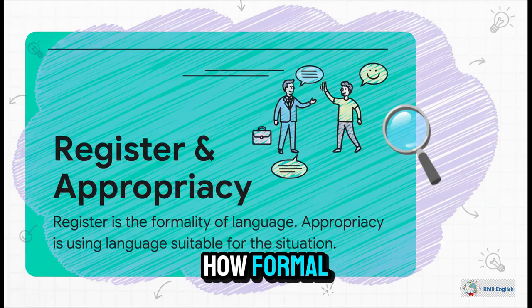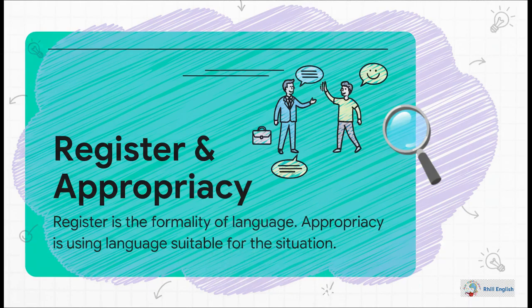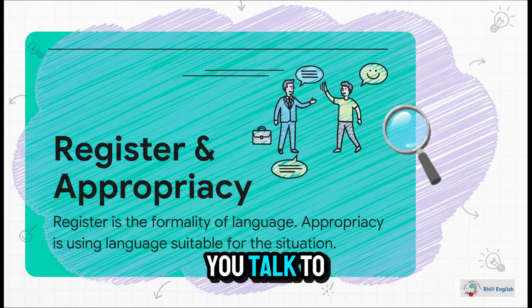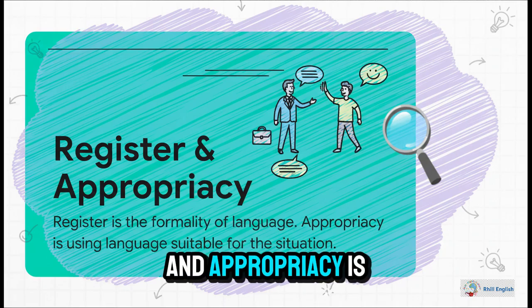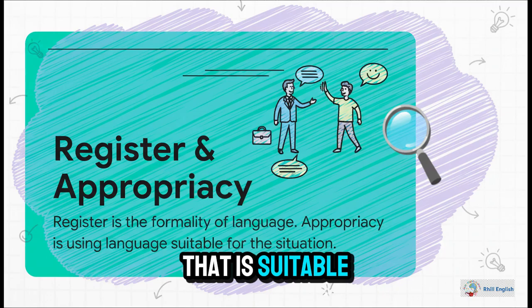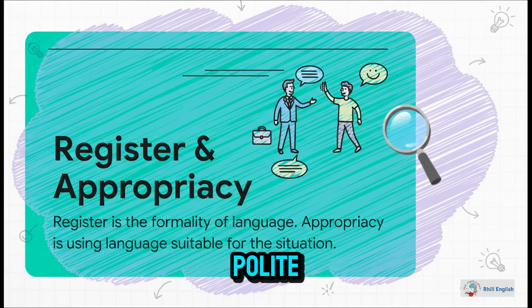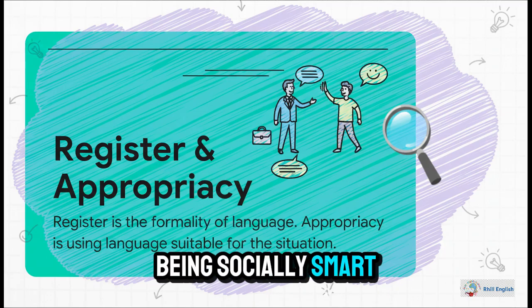Register is just how formal or informal your language is. I mean, you don't talk to your boss the same way you talk to your best friend, right? And appropriacy is all about choosing language that is suitable for that situation. It's about being polite, and it's about being socially smart.